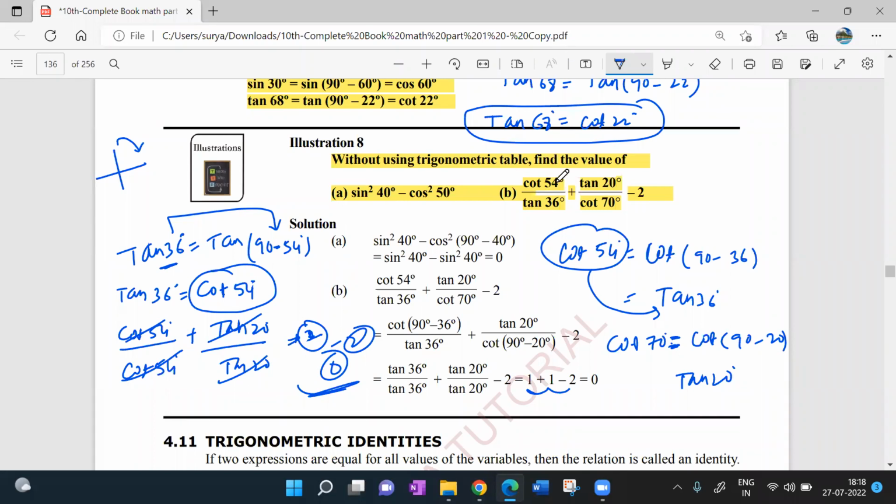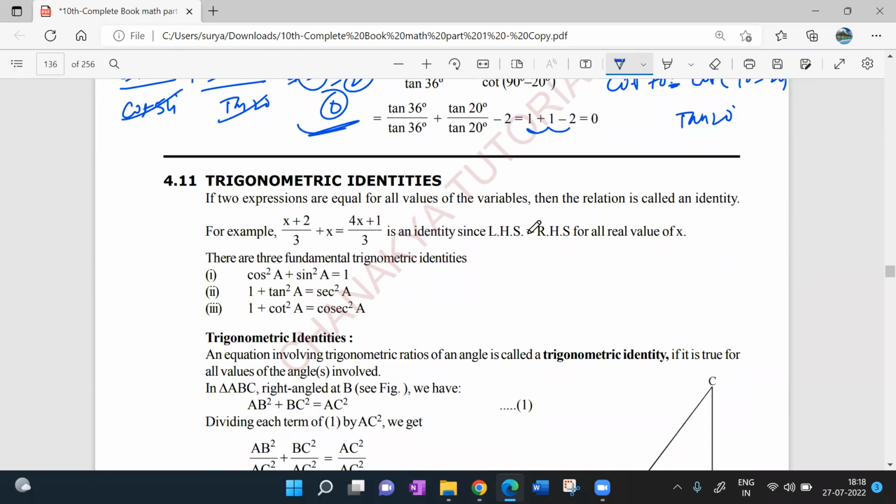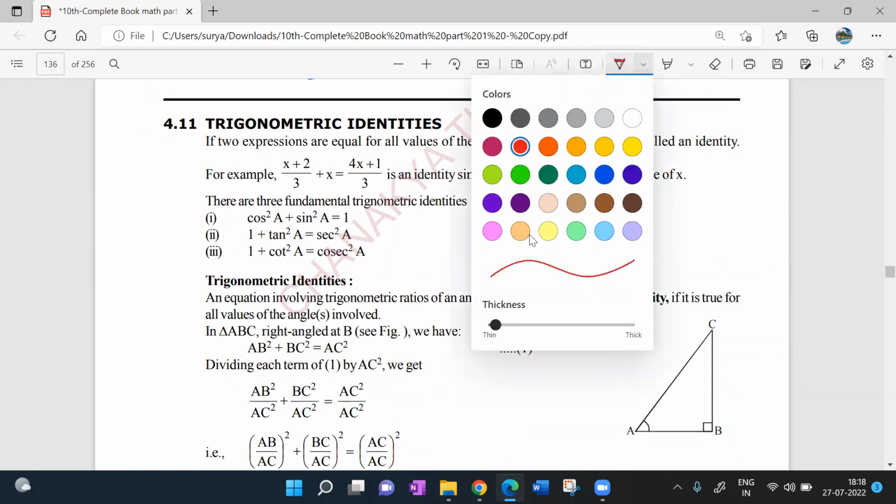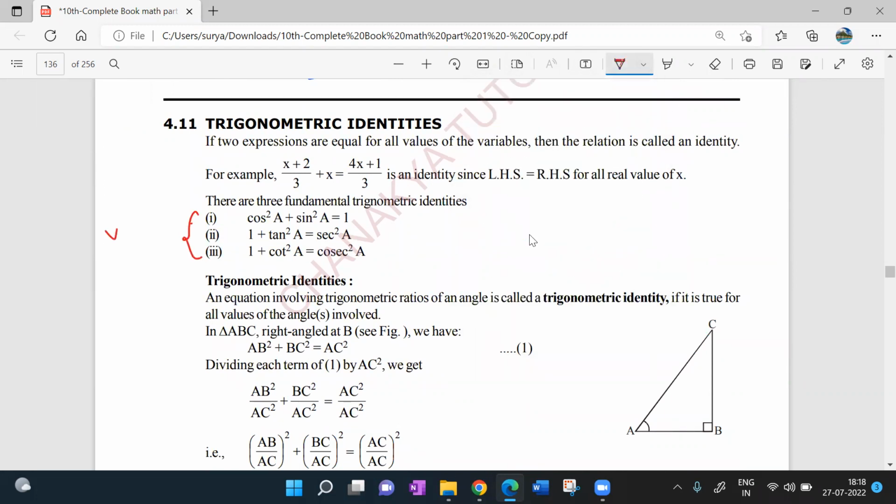Right? Shall we go forward now? Now, trigonometric identities. These are very simple, actually, and very, very important. Sin square A plus cos square A is equal to 1. 1 plus tan square A is equal to secant square A. 1 plus cot square A is equal to cosecant square A.